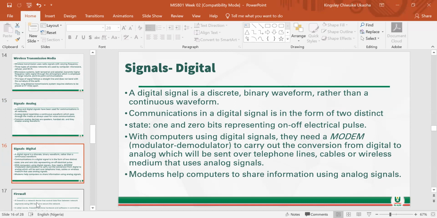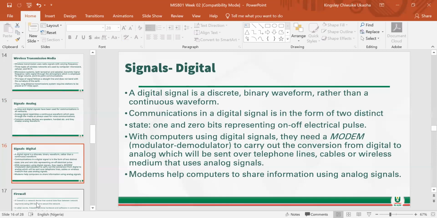Computers using digital signals need a modem. The modem is a modulator-demodulator that carries out the conversion from digital to analog, which will be sent over telephone lines, cables, or wireless media that use analog signal. Modems help computers share information using analog signal. Fortunately for those buying computers today, they no longer buy a modem or pay a separate price for it. Anytime you buy a computer, be sure that the modem is already embedded in it and installed on your motherboard, because they are getting cheaper, so they install them.